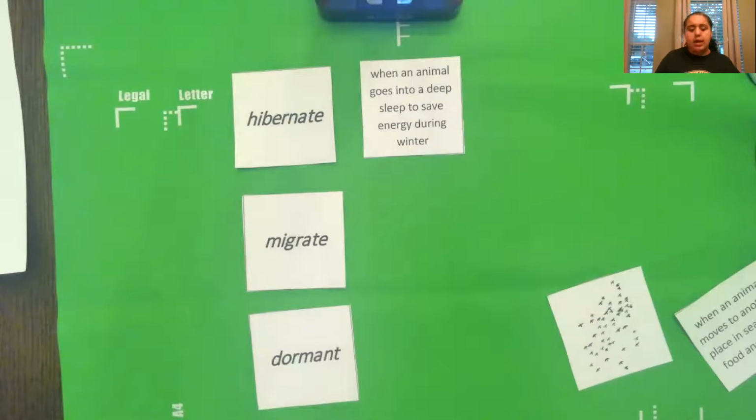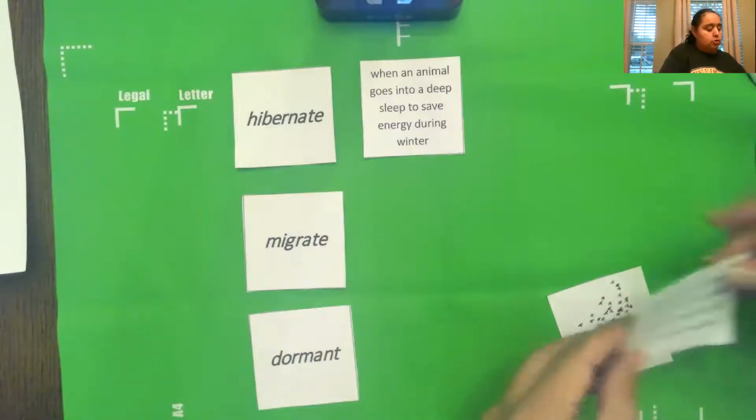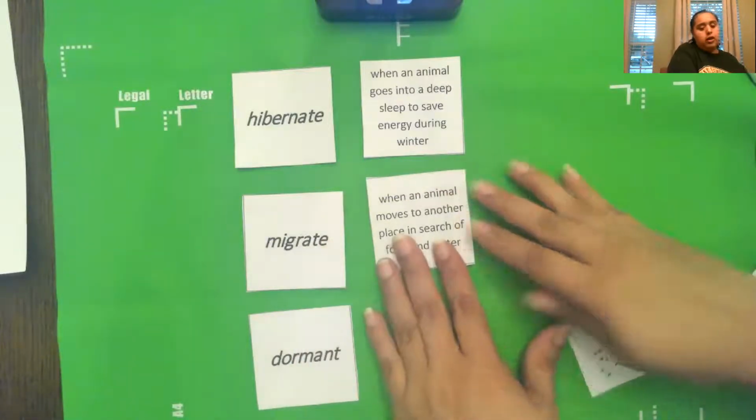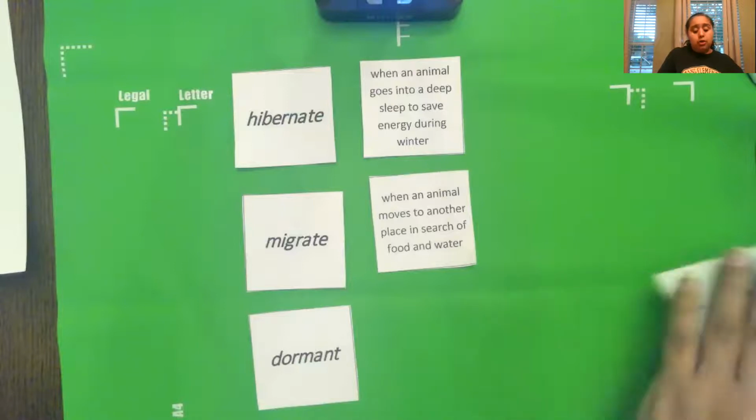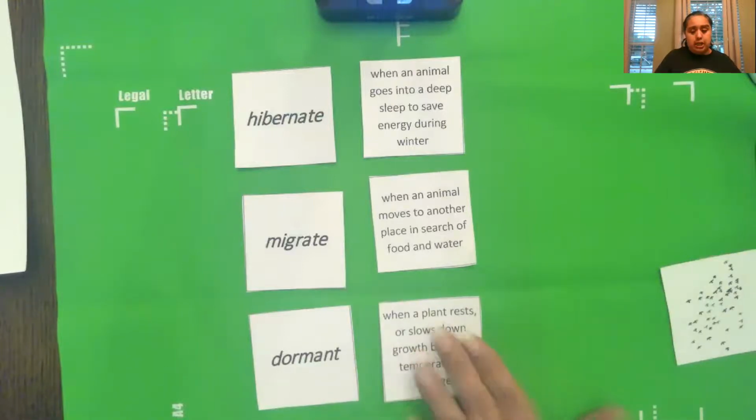Migrate, what does migrate mean? Remember hibernate, right? Migrate. That means an animal goes from one place to another place. So when an animal moves to another place in search of food and water, that's called migrate or migration. And then dormant is not animals. Dormant are plants. Dormant is when a plant rests or slows down growth because the temperature has changed.